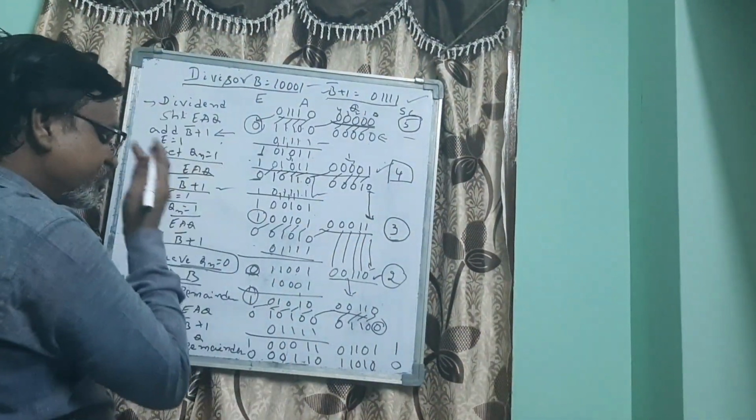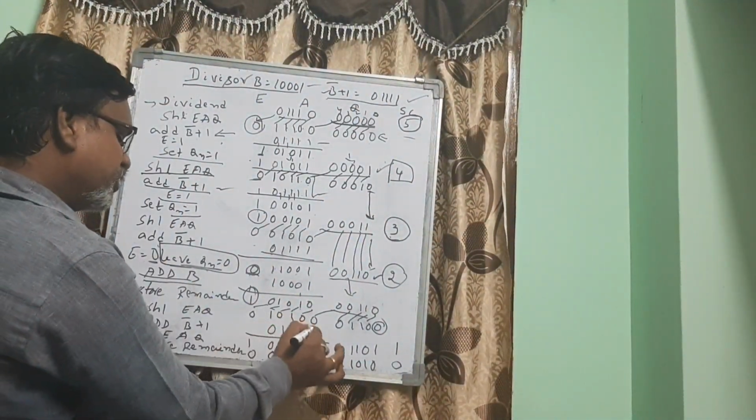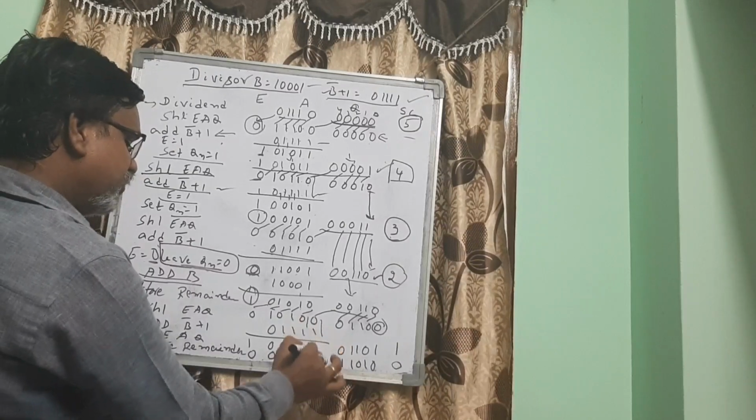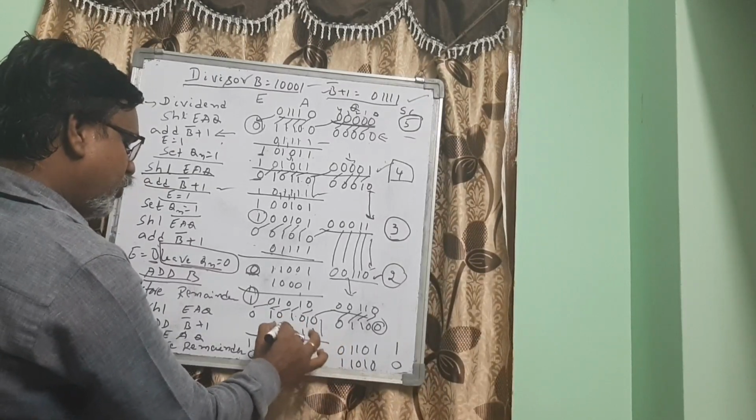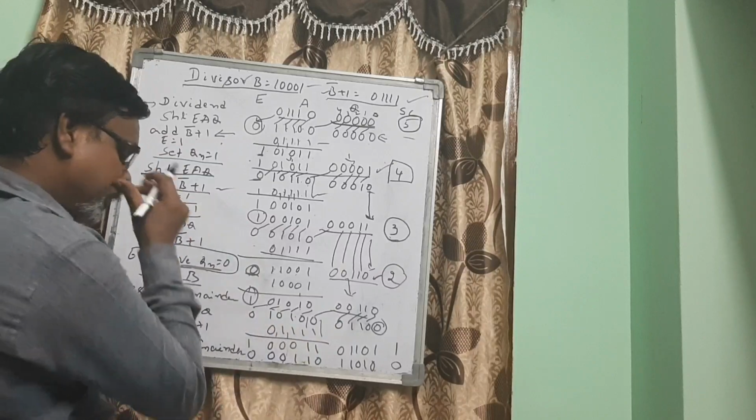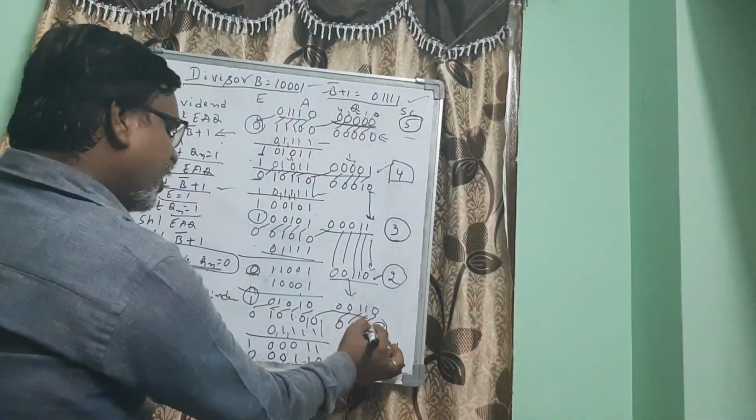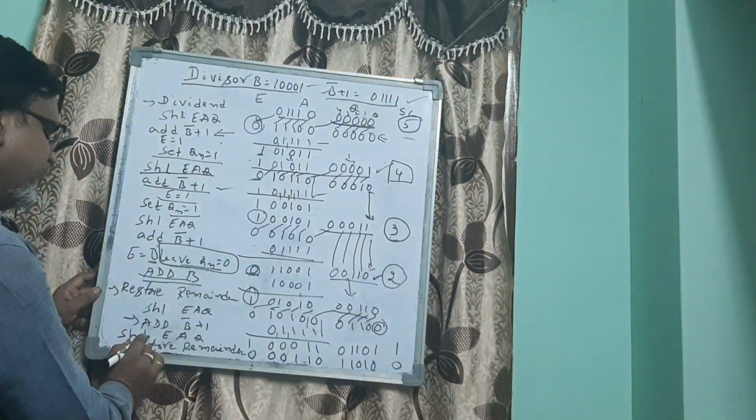So here, adding 0 plus 1 is 1, 0 plus 1 is 1, 1 plus 1 is 1, 0, 1 plus 1 is 1, 0, 1 plus 1 is 1, 0. Okay, now after that you just see here, shift left EAQ.